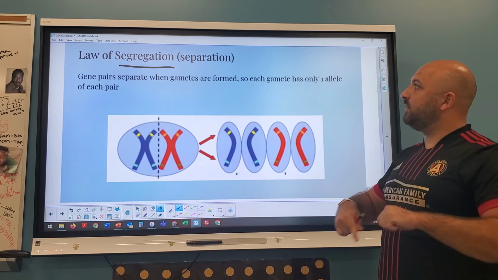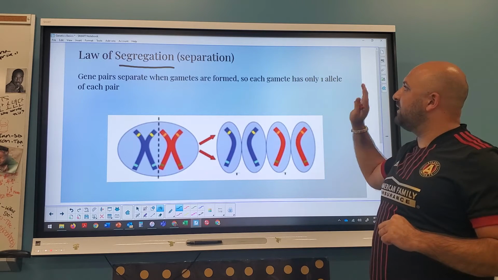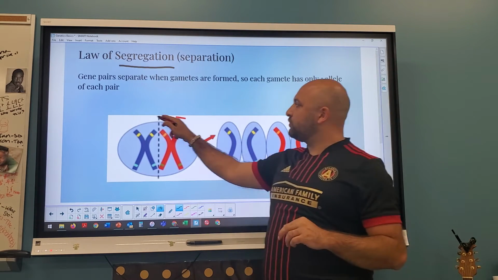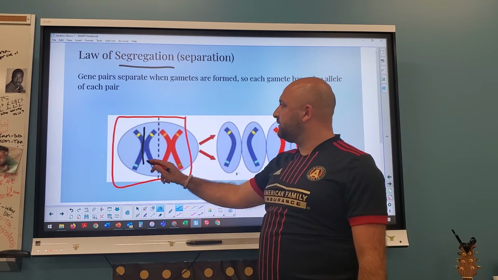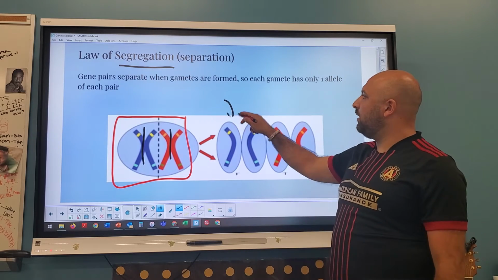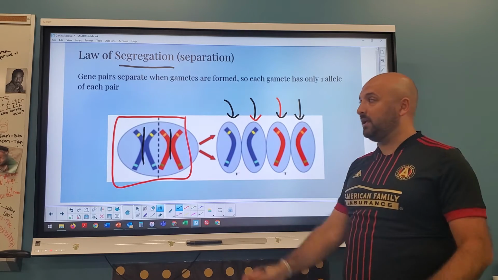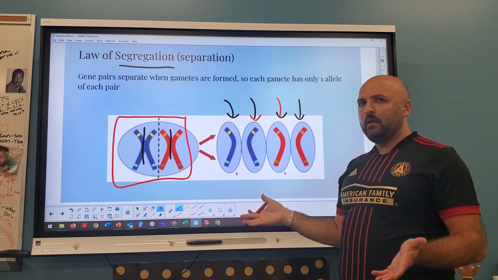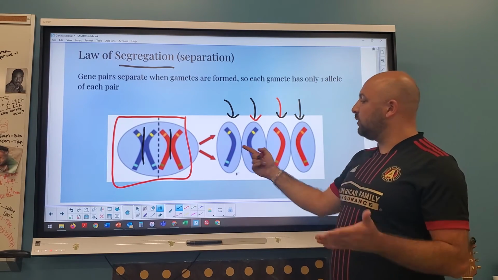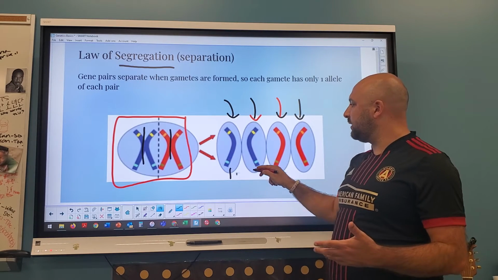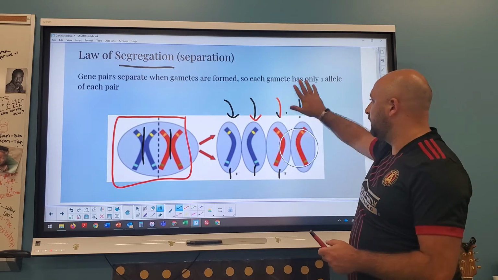So if we're taking a look at this, it says gene pairs separate when gametes are formed, so each gamete only has one allele of each pair. Like if you're looking at your chromosomes here, these X's that you can see, okay? If you just split them up and put them all in their own unique packaging or section, you are segregating them by splitting them up. Does that make sense? This idea of segregation. You're only going to get one chunk here, and this one chunk will go to your offspring. Your offspring could get this chunk, it could get this chunk, it could get this one, it could get this one. It doesn't matter. It's getting one of these chunks from the parent, okay?